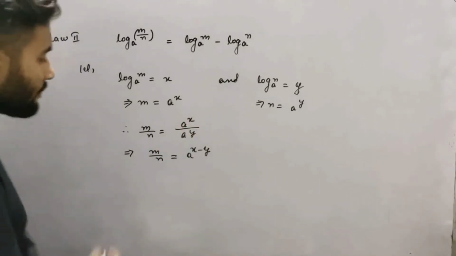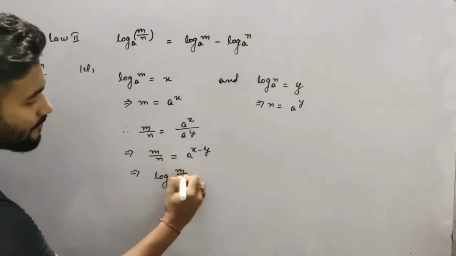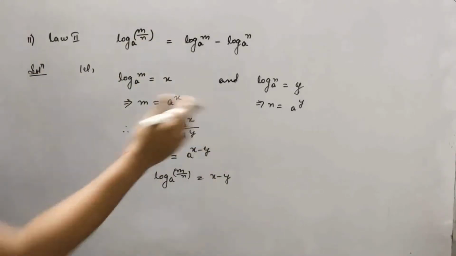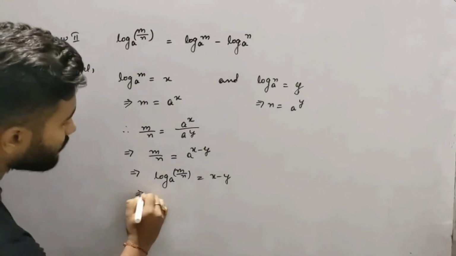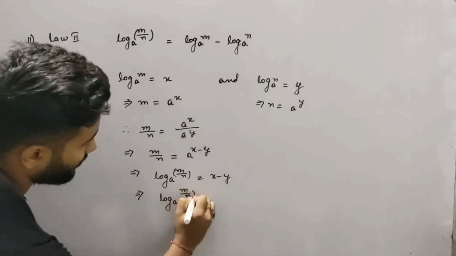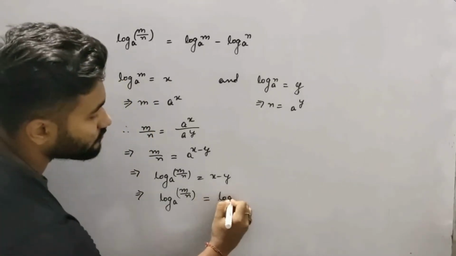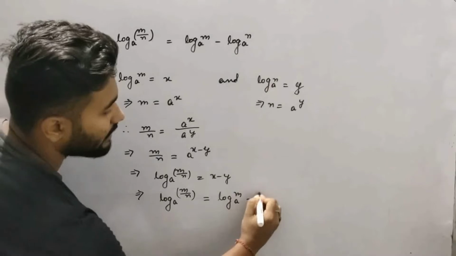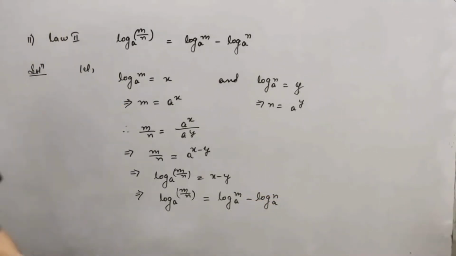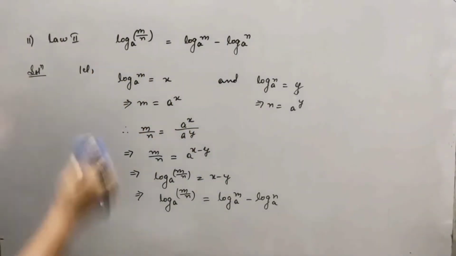Take it to logarithm form, that is log m by n will be equal to x minus y. Now simply put the value of x and the value of y, and we will have our answer. The value of x is log m base a, minus log n base a. So this is our answer. Very simple proof. Let us see law number 3.